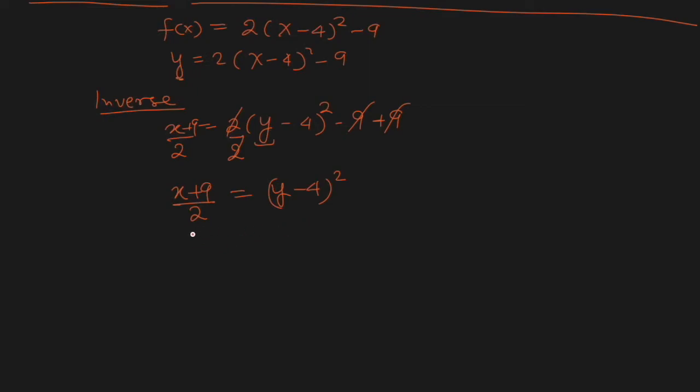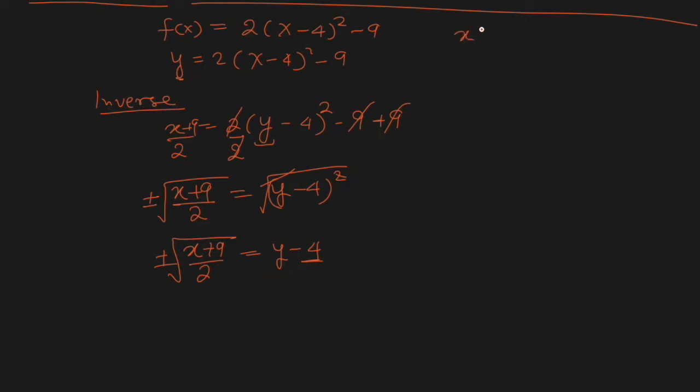Okay, now (x plus 9) over 2 is there, but this square will not let y be isolated, so we will take the square root of both sides. We have to take the square root here as well as here, and when we take the square root of this side, we have to write plus and minus both. This square cancels with this square root, and we are left with square root of (x plus 9) over 2 equal to plus or minus (y minus 4). Okay, now this minus 4 also has to go, but there is a problem.